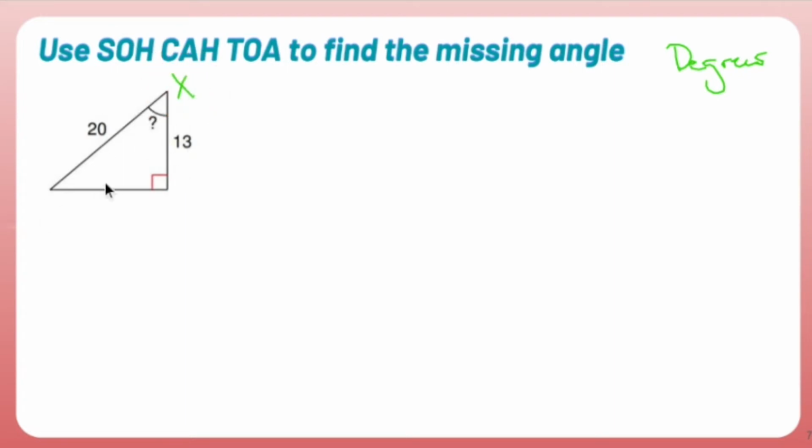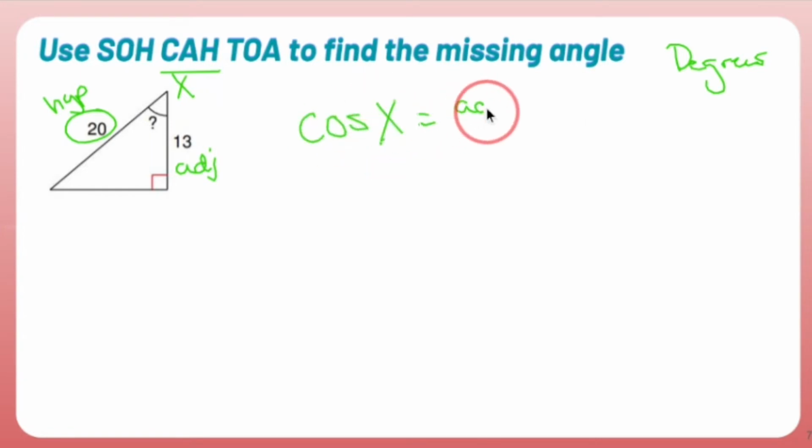I'm given a right triangle, and I'm given 20 and 13. Now, I have to compare 20 and 13 to X. 20, no matter what, is my hypotenuse. 13 is right next to X, which means 13 is going to be my adjacent side. No opposites here. So, just like if I were calling my friend, I'm going to use CAH, because CAH is slang for friend. CAH is cosine of your angle equals the adjacent side over your hypotenuse.